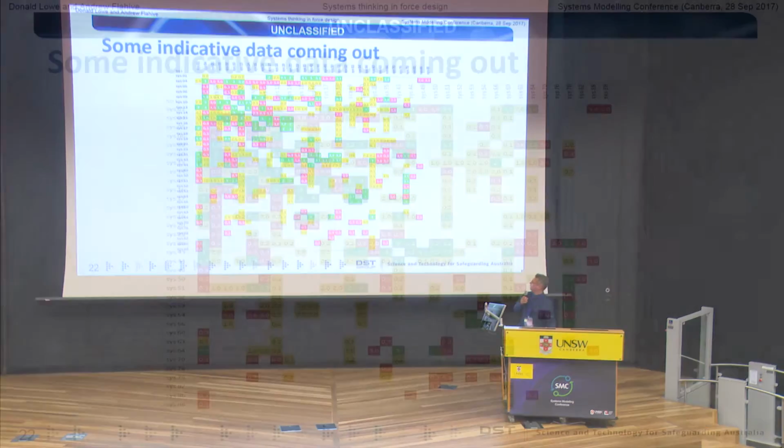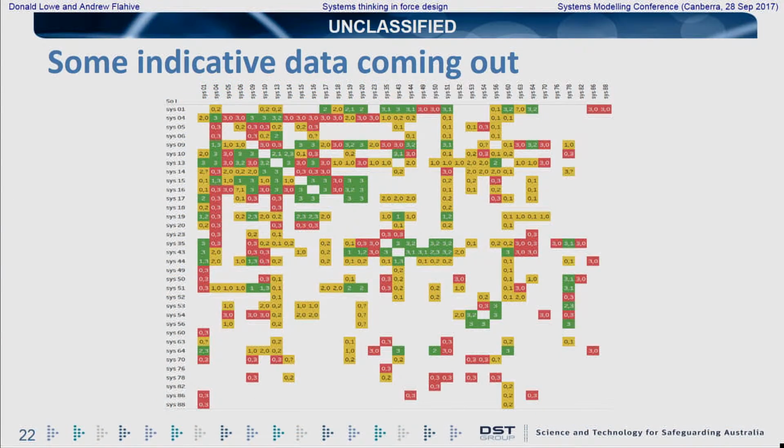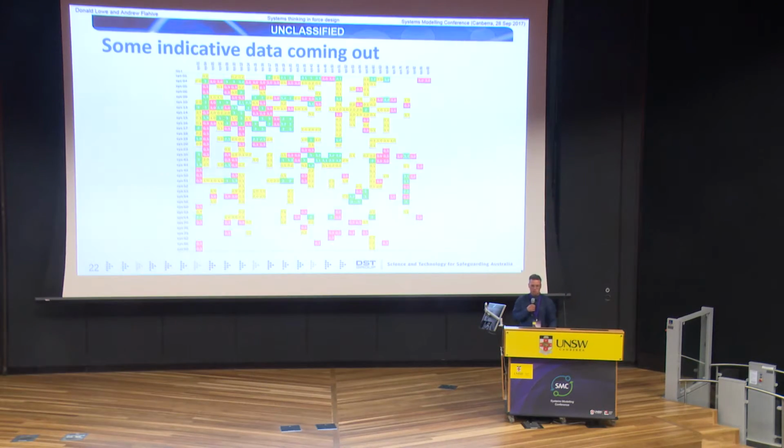Just some indicative data. I wouldn't read too much into it. These are basically the 30-odd systems that we've started applying it to. They haven't gone through any conflict resolution processes at this stage, but there is some general agreement there, as well as some blaring mistakes and things, and that's just for sensing, I think, as well. So some of these systems down the bottom, they're quite sparse. They might not have any impact on sensing.